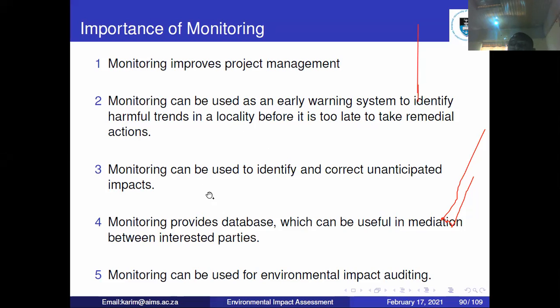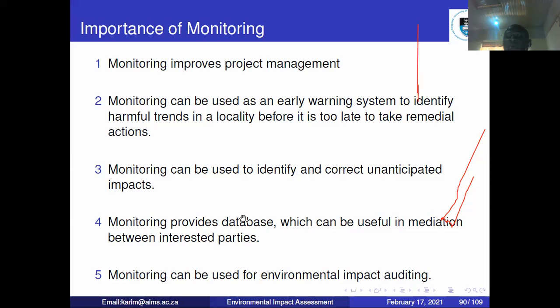And we use monitoring to identify unanticipated impacts. So maybe when you were writing the report, you didn't know that this project could bring these particular issues. Once you start the project, you see that the issues you did not think would happen begin to come. So when you monitor, you'll be able to identify that, and that is so important.